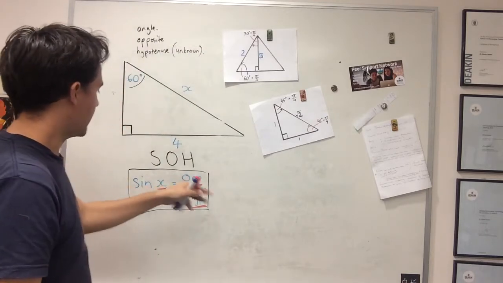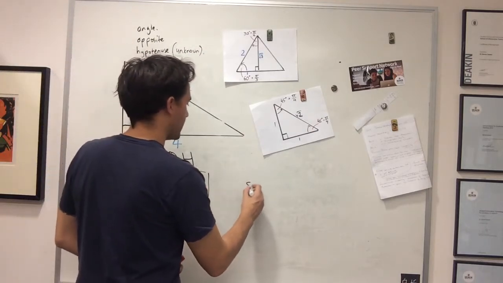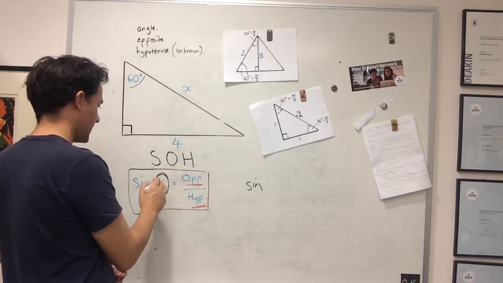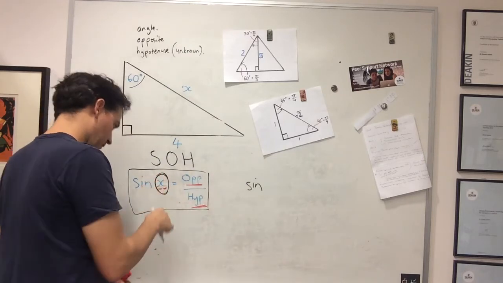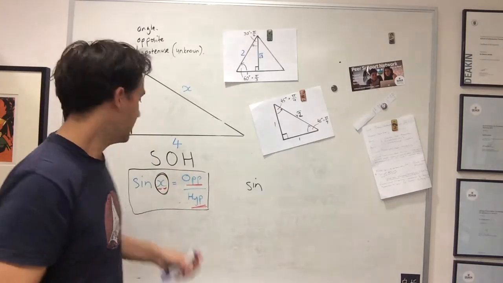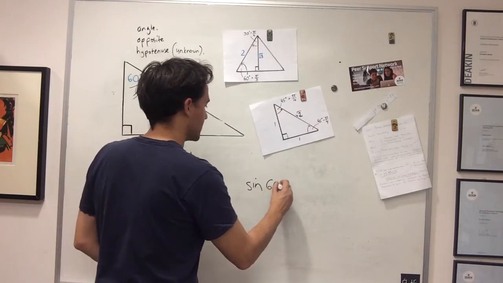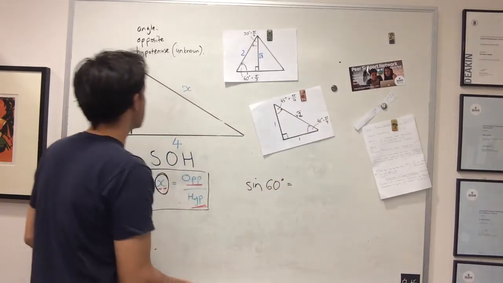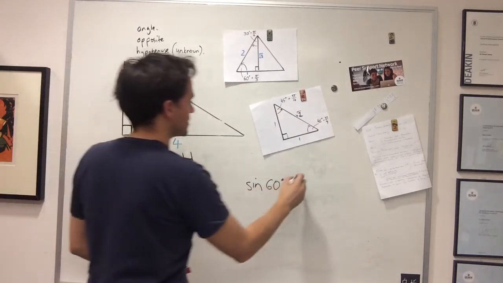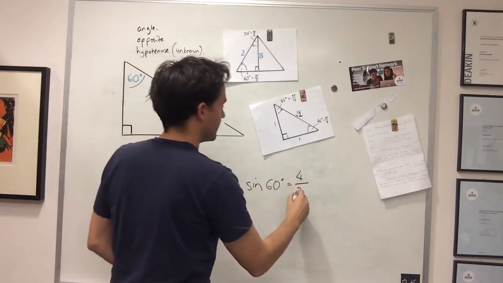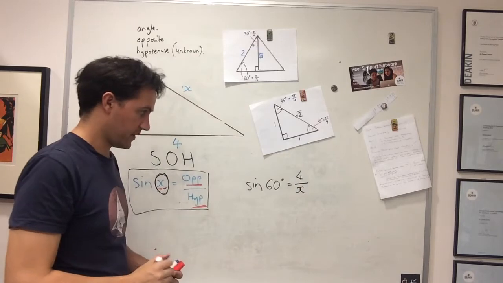So I set up my equation, and I say sine of my angle. Remember, in these trigonometric ratios, this value here, even though it's an x, or it can be a theta, is still referring to an angle. So here we have sine of our angle, 60 degrees, must be equal to our opposite, which is 4, over our hypotenuse, which is unknown. So we get this information here.